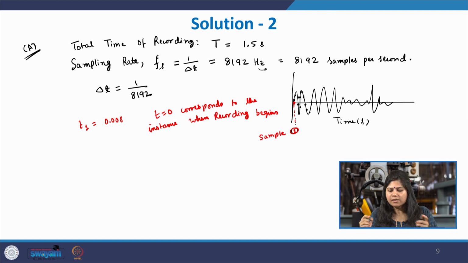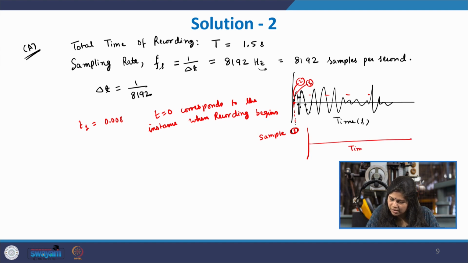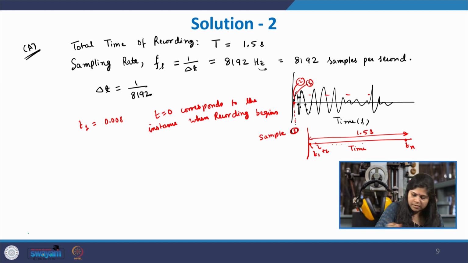Okay. So, here then we have this is sample point 2, this is sample point 3 and so on. If you think about it, this is just the time scale, and these are the times for the recording of sample 1, the recording of sample 2 and so on, and finally at some nth sample, which is the total number of samples, the recording stops. This is given to us as 1.5 seconds, the total recording time, and these intervals here are the delta t, the increment.